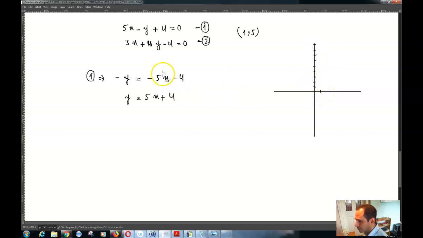So the y-intercept is 4, so it's this point over here. And since the slope is 5, that basically means 5 to 1. That means for one horizontal change, you have 5 units of vertical change. So one horizontal change and 5 units of vertical change. You have 1, 2, 3, 4, and 5, so you would end up over here. And then this is going to be the line that you're looking for. This is the equation of the line. This is number 1. Okay.